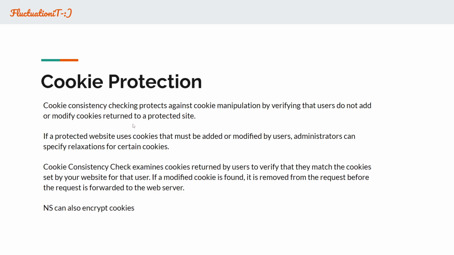If a protected website uses cookies that must be added or modified by the user, the admin can specify relaxation for certain cookies. The cookie consistency check examines cookies returned by the user to verify that they match the cookie set by your website for that user. If the cookie has been changed, it is removed from the request before the request is forwarded to the web server. So this is a big issue.